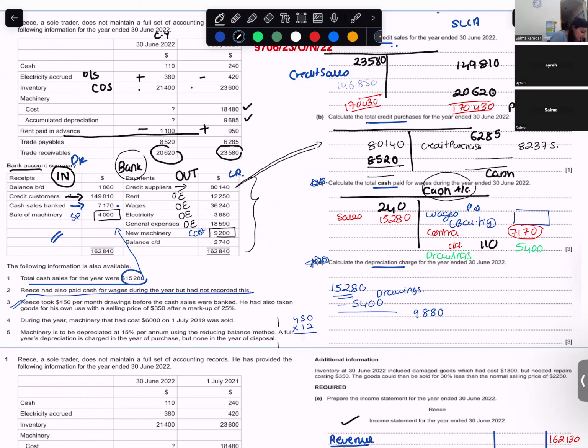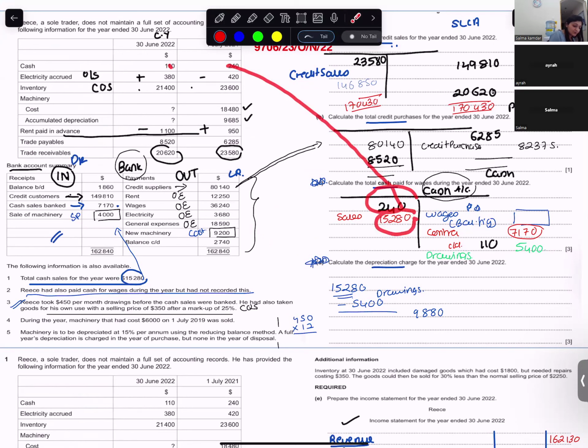Is there anything that you can think of in cash account? No. The cash account had an opening balance and a closing balance. You had done cash sales, out of which you paid into the bank 7,170. You had withdrawn drawings and you have 110 as your closing balance.